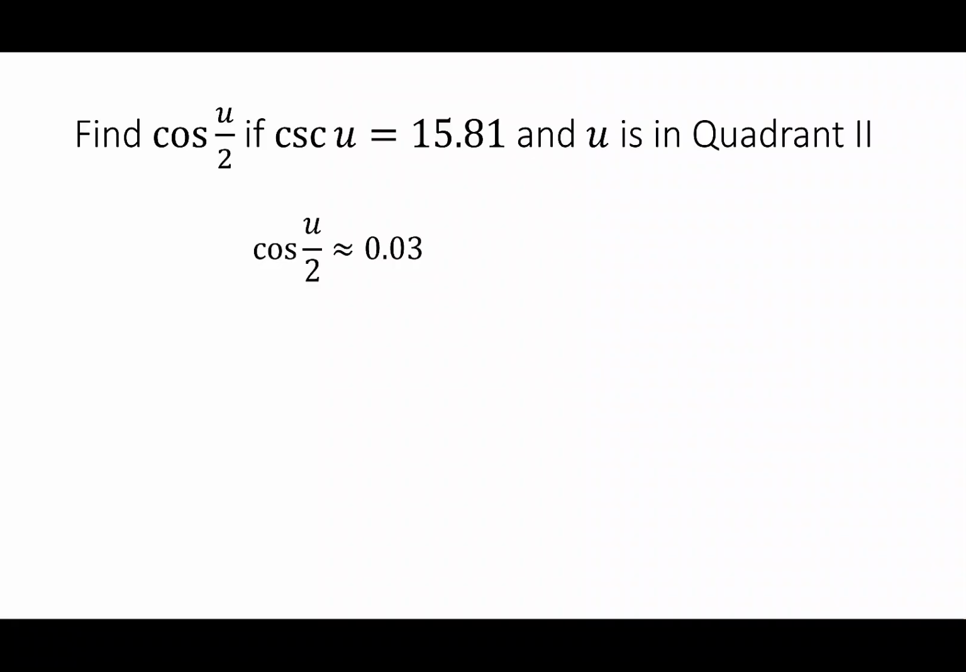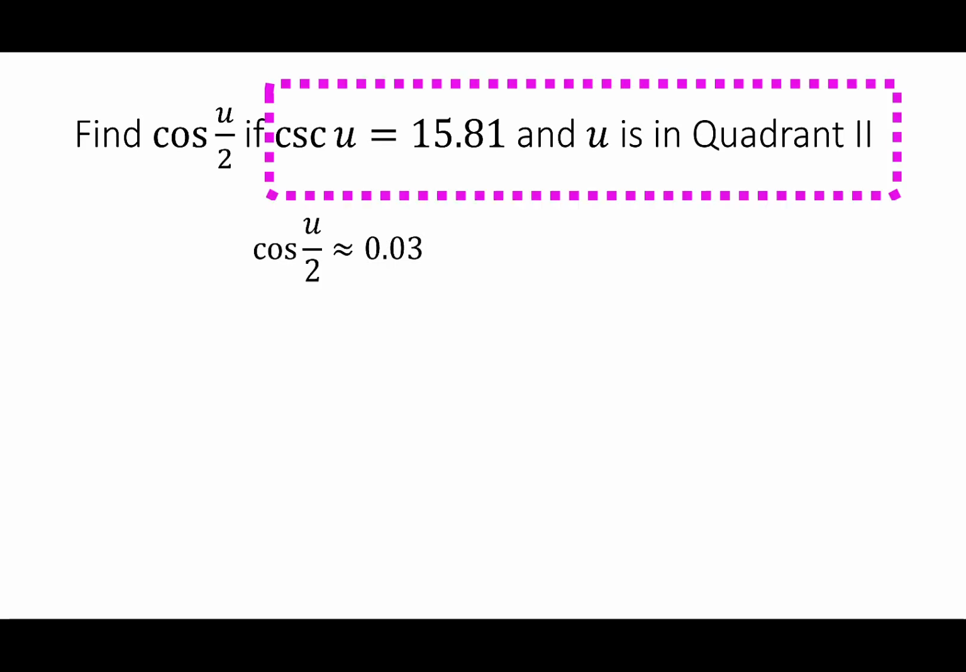I'm going to use the problem we did where we found the cosine of u over 2, given that cosecant of u was 15.81 and u is in quadrant 2, where we went through the steps to find out that cosine of u over 2 is 0.03, but this time I'm going to use Desmos to come up with this calculation. The first thing we want to do is use this cosecant of u is 15.81 and u is in quadrant 2 to start us off.